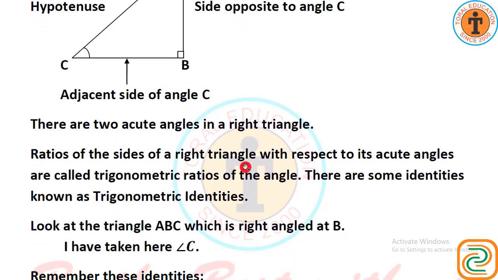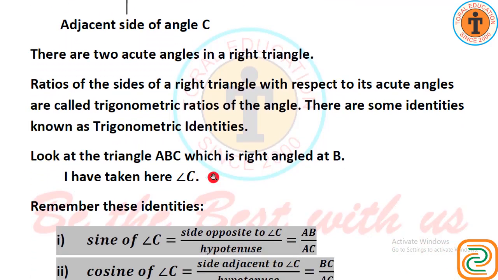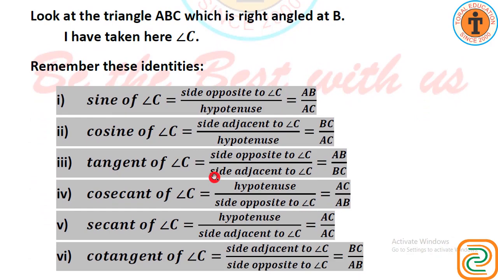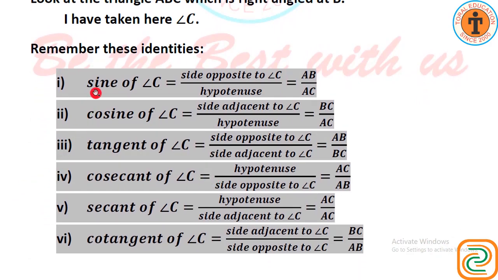The ratios of the sides of a right angle triangle with respect to its acute angles are called trigonometric ratios of the angle. There are some identities known as trigonometry identities. Here, look at the triangle ABC, which is right angled at B, and I have taken here angle C. So remember these identities. Here are 6 identities for 6 trigonometric ratios.